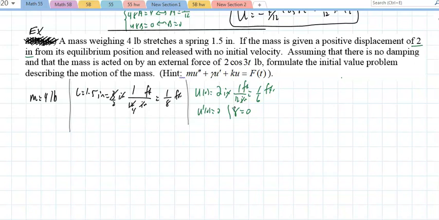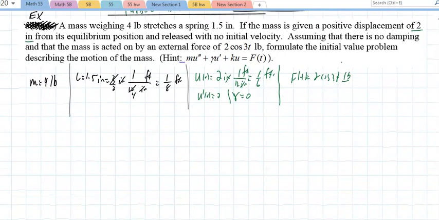That would mean you would have e to the negative or e to the positive, right? The exponential. And the mass is acted on by an external force, F of t equal twice the cosine of 3t pounds. Alright, very good. Formulate the initial value problem describing the motion. Okay, find me the formula for that.